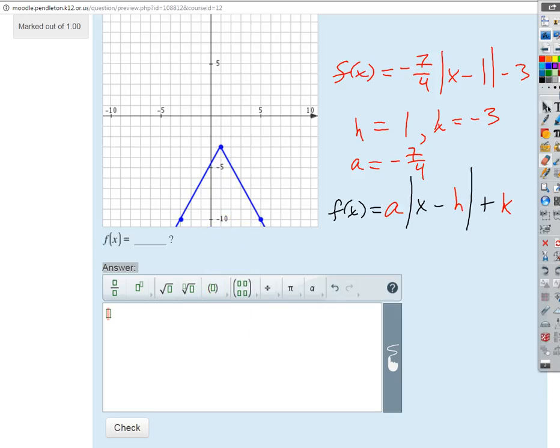Okay, so I want to enter. Here's the function I want to enter, right? So how am I going to do this? Let's just get a little practice using this algebra editor. So I'm going to do minus fraction template 7/4.